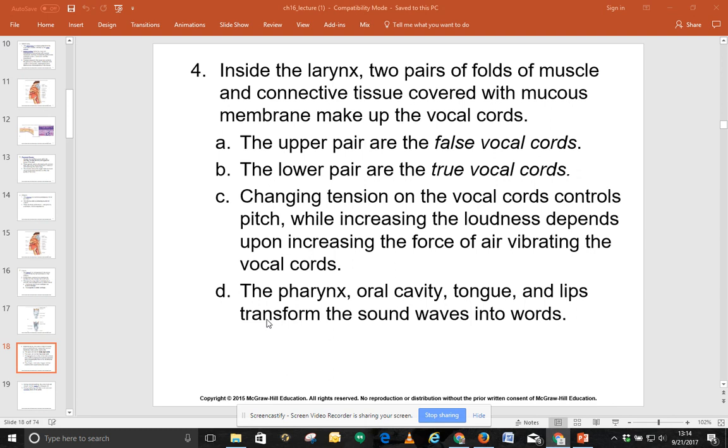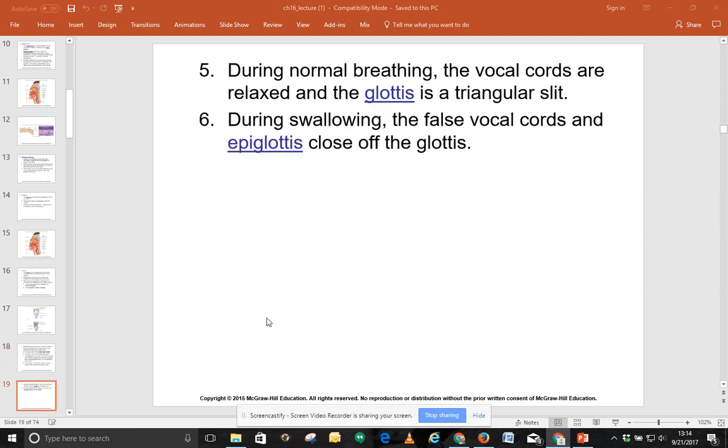The pharynx, oral cavity, tongue, and lips transform the sound waves into words. So I've had people that have had surgery to the tongue where maybe part of it has been removed. Lips, oral cavity, any of these things will affect your speech in some way.